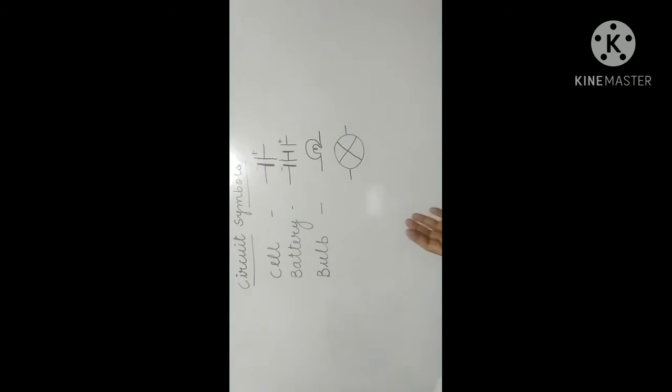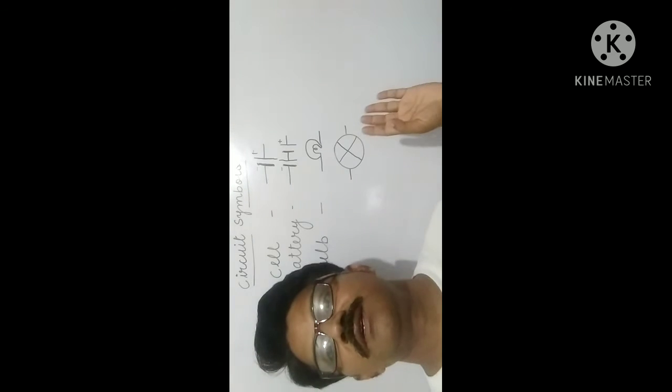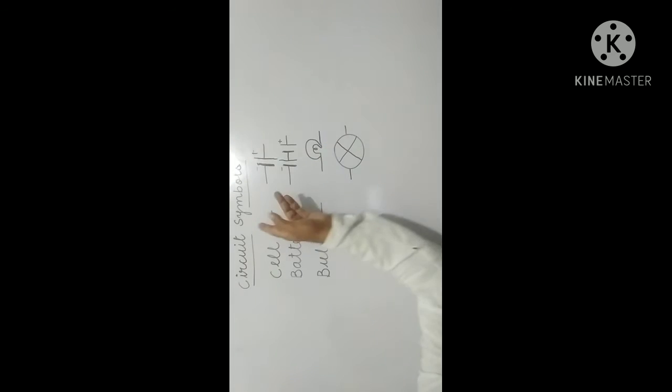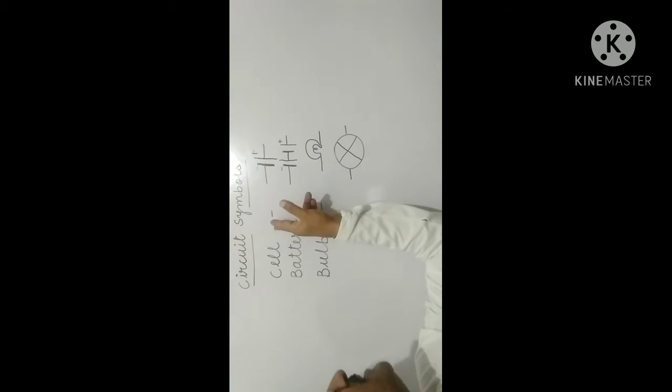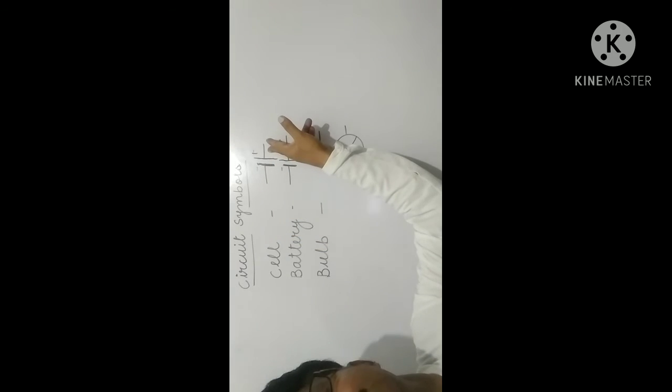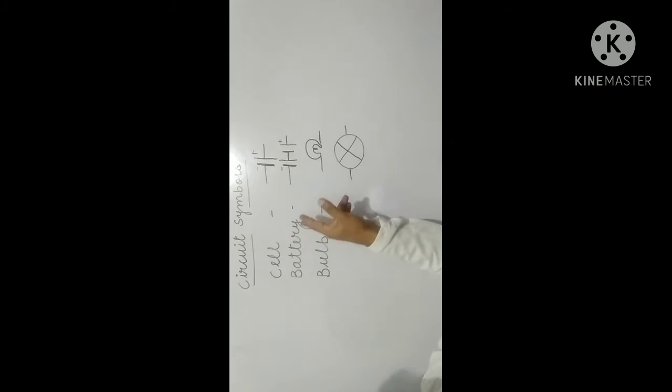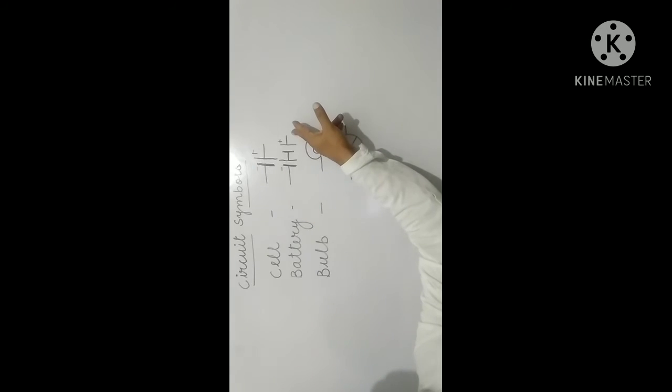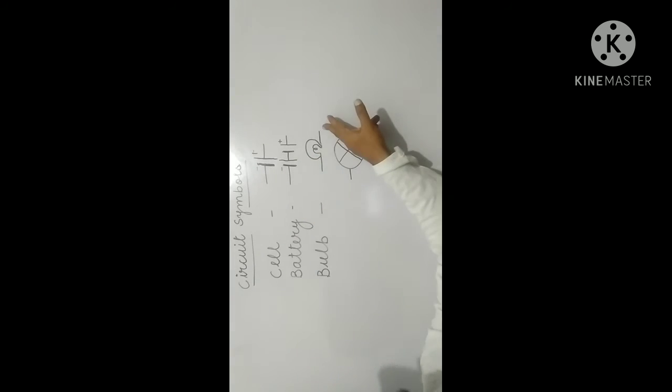Good morning. In the previous video, we were discussing circuit symbols. We will discuss the cells. It is represented by this sign, and battery. This is the symbol of the battery, and bulb. This is the bulb. We can draw another type of bulb like this.